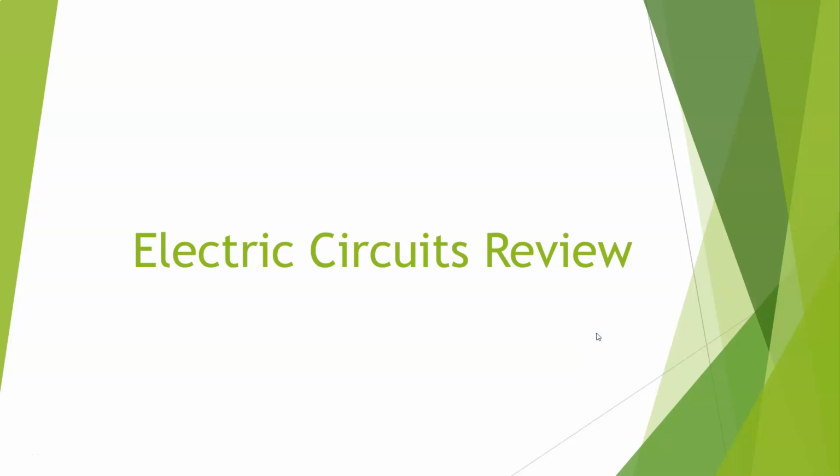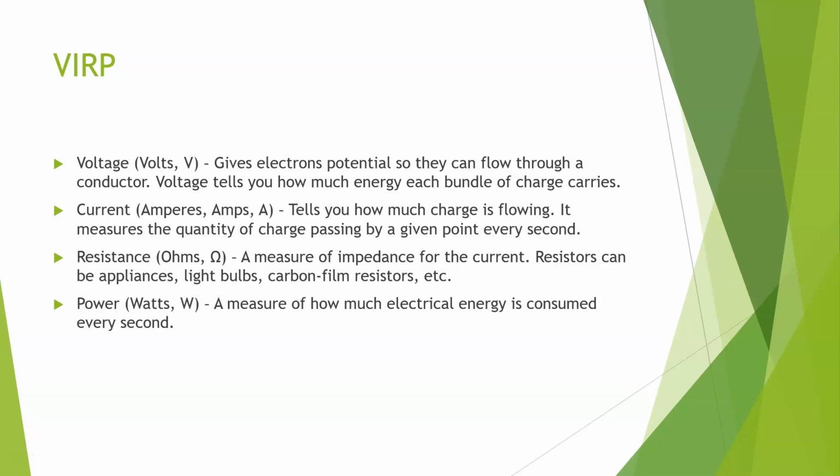Final review for AP Physics C, electric circuits. So electric circuits, we know the VIRP chart, and VIRP talks about the four key words in this: voltage, current, resistance, power.